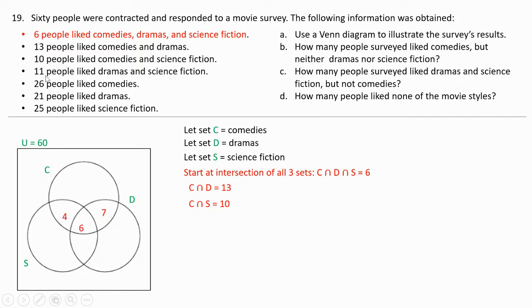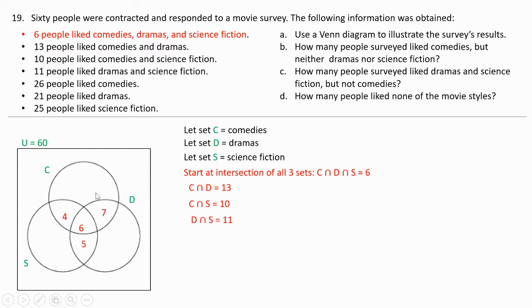Okay. Now let's do 11 people like dramas and science fiction. Dramas and science fiction is this part here. This is dramas and this is science fiction, and where they intersect is this part here. So this has to be 11. So if that's 6, this has to be 5.